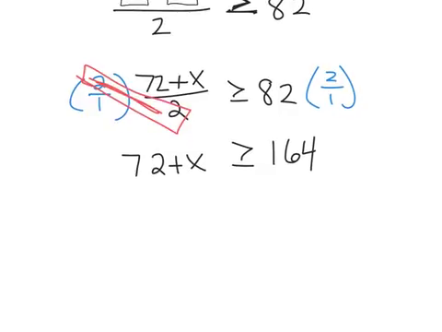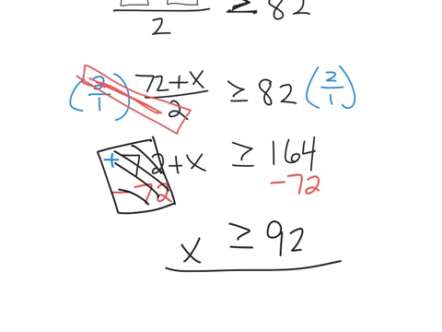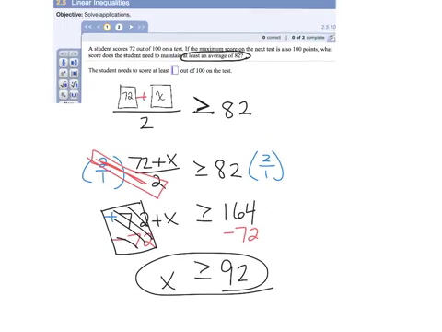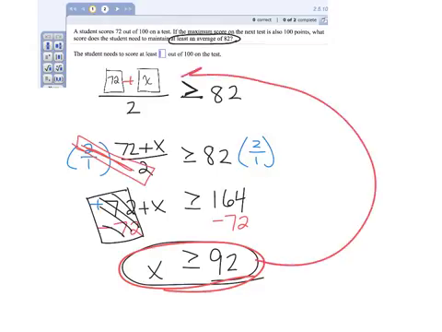And now I want to get that x all by itself, and this 72 is a positive 72, so I'm going to subtract 72 from both sides. This right here ends up being 0, so I end up with x is greater than or equal to 164 minus 72, and I get 92. So that tells us that on the next test, that student must get a 92 or higher in order to have an average of 82. That kind of makes sense.